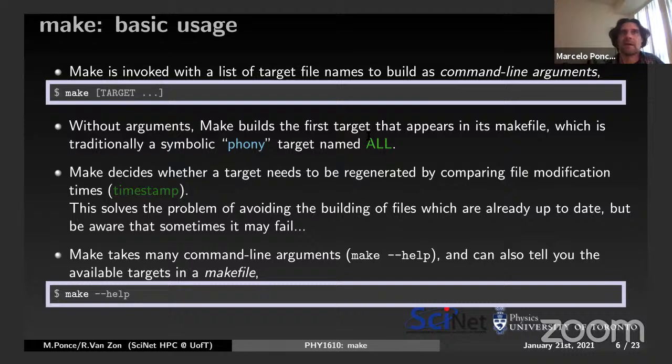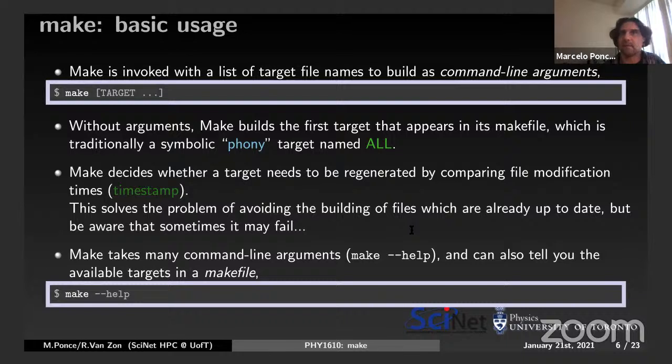Make will decide which targets in your list of targets need to be regenerated, basically by looking at the times at which they were modified, and at the object files associated with them. If they haven't been modified, it won't regenerate them. And as I mentioned, this solves the problem of avoiding building files which haven't been updated.